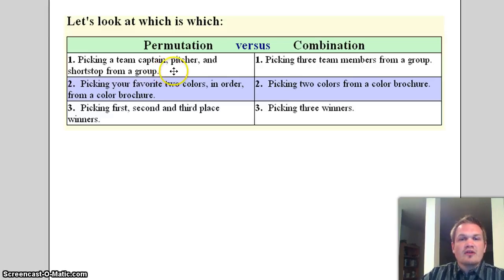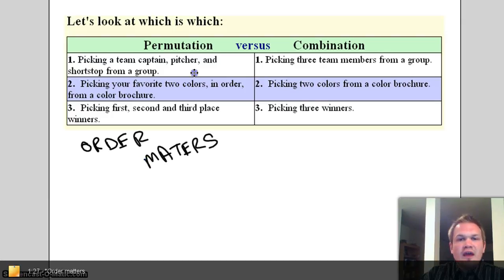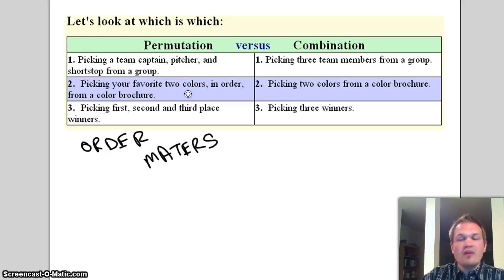A permutation, remember, is where order matters. Picking a team captain, a pitcher, and a shortstop from a group of people. Or picking your favorite 2 colors in order from a color brochure. Or picking first, second, and third place winners. And we did a couple of these examples before.